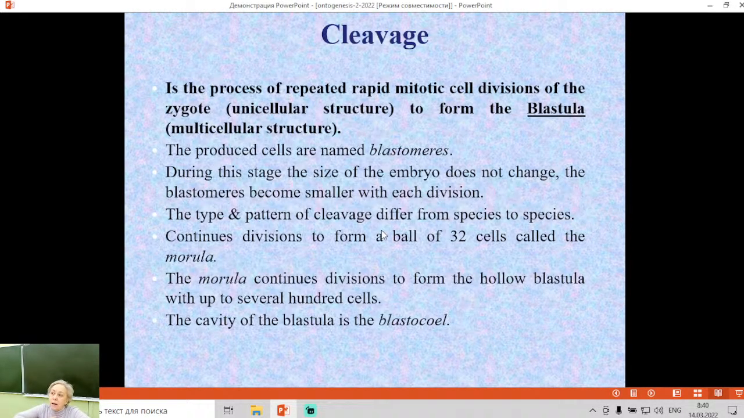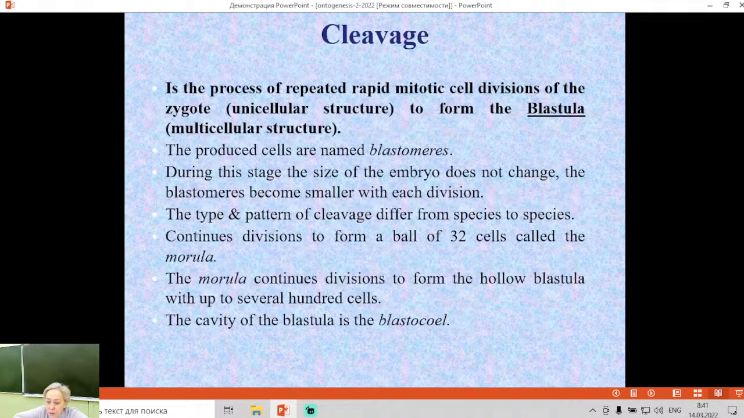We considered the pre-embryonic period. The pre-embryonic period includes, remember, gametogenesis and fertilization. Next period, the embryonic period. The first stage of the embryonic period is cleavage.